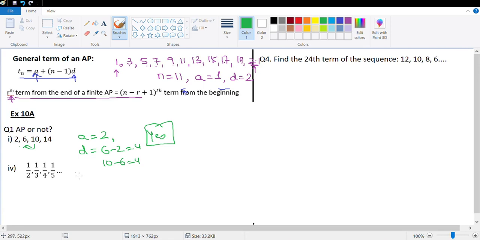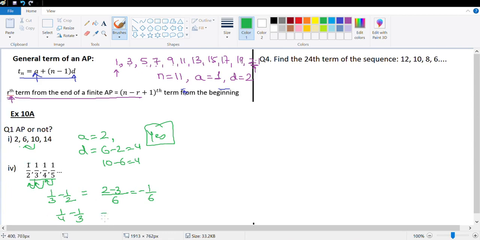Let's look at this. So let's figure out 1 by 3 minus 1 by 2, and if it is equal to 1 by 4 minus 1 by 3. I am trying to figure out the common difference if there is any common difference. So 1 by 3 minus 1 by 2, the LCM is 6. So this is 2 minus 3. That's negative 1 by 6. So my common difference in case of T1 and T2 is negative 1 by 6.